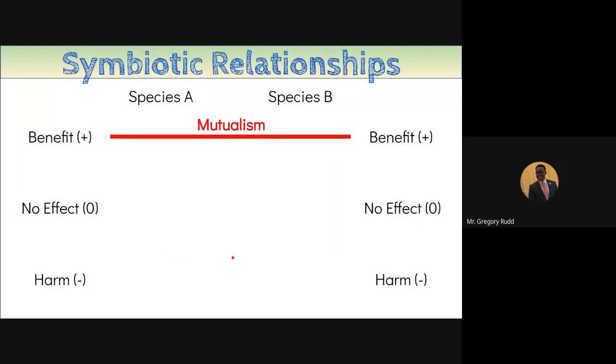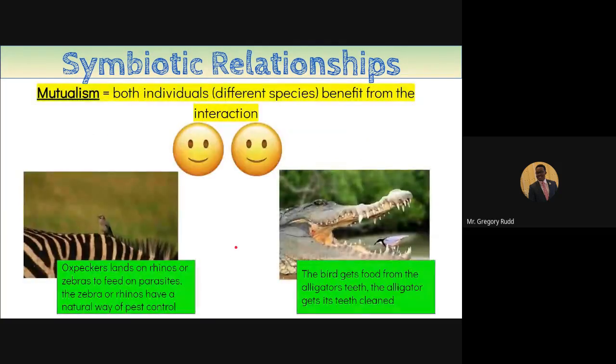So first, we're going to talk about mutualism. In mutualism, both individuals benefit from the interaction. So make sure you get that definition written down. In mutualism, both individuals, of course, they're different species, benefit from the interaction. So an example might be oxpeckers that kind of ride on the backs of different animals on the safari.